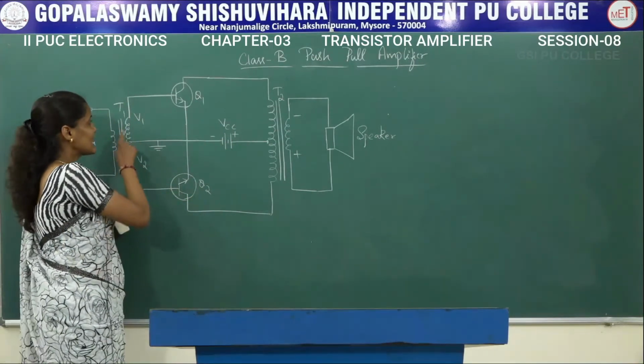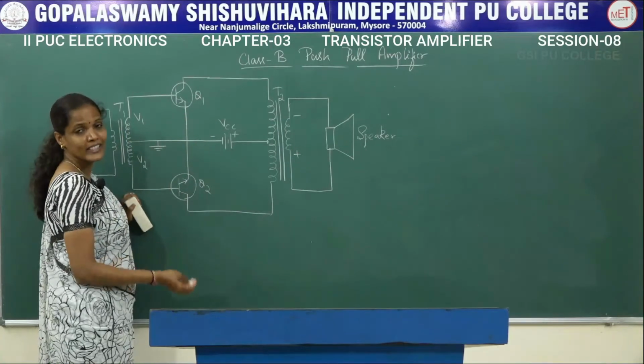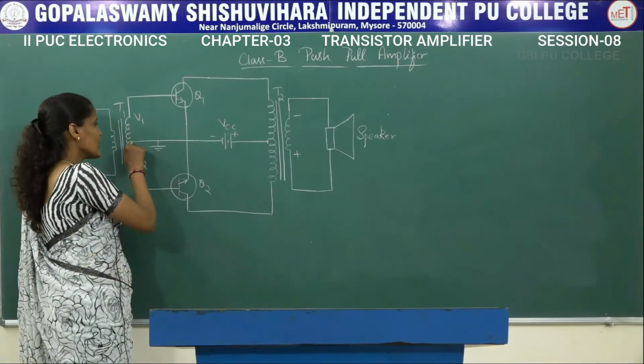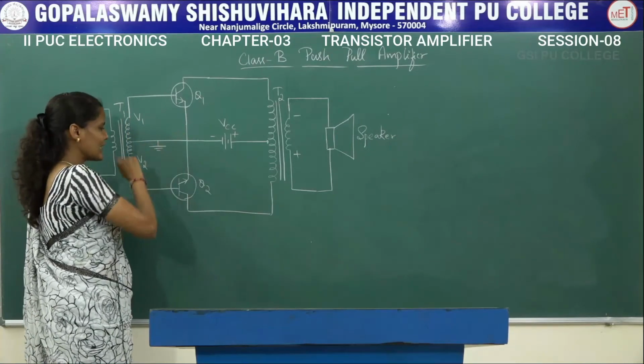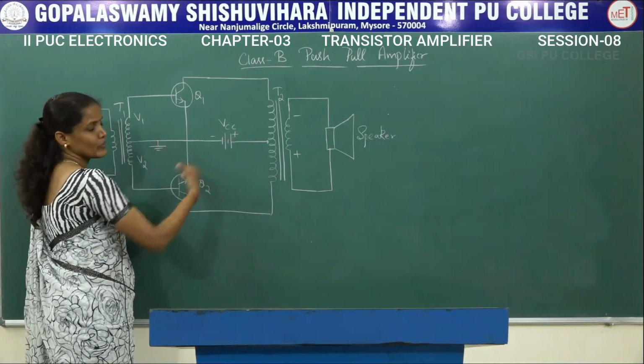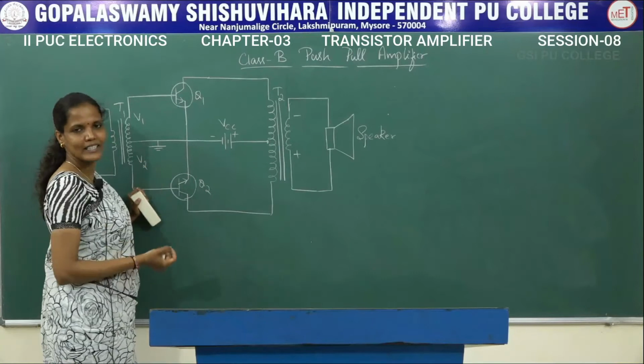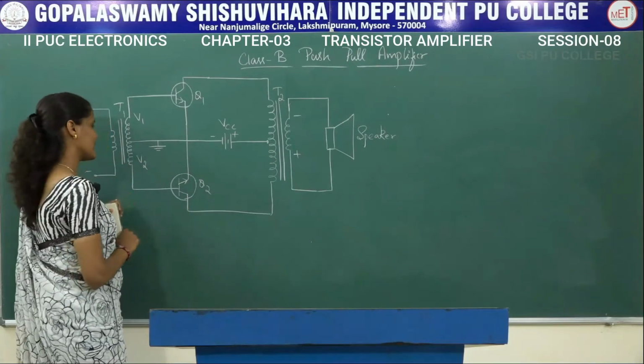Why are T1 and T2 called center tap transformers? Because from the center of the secondary winding we are going to take connections in both these transformers. So we call them center tapped transformers.